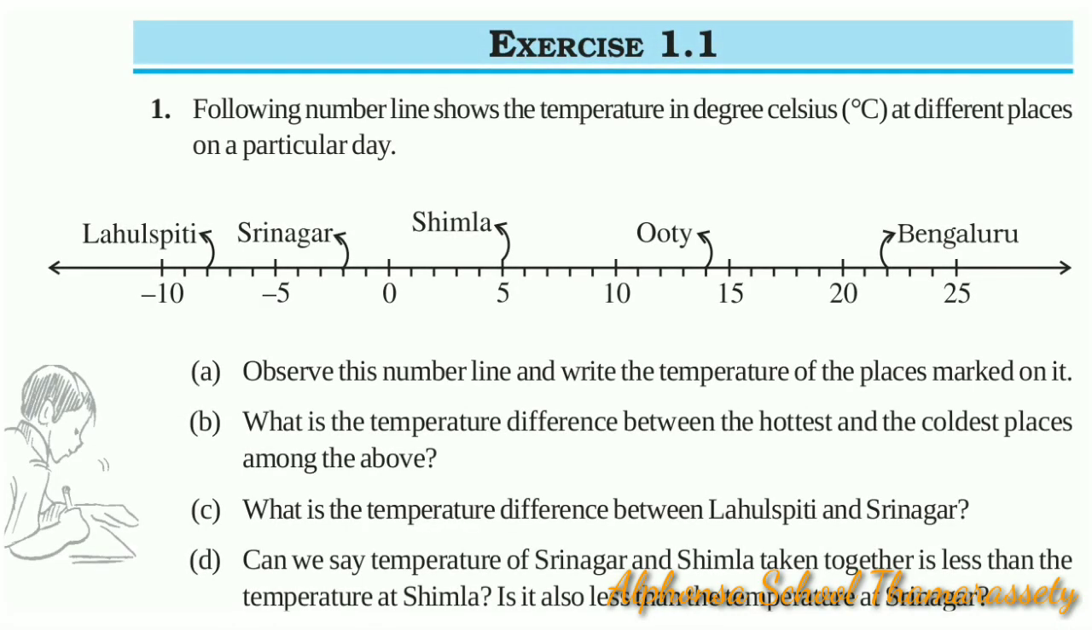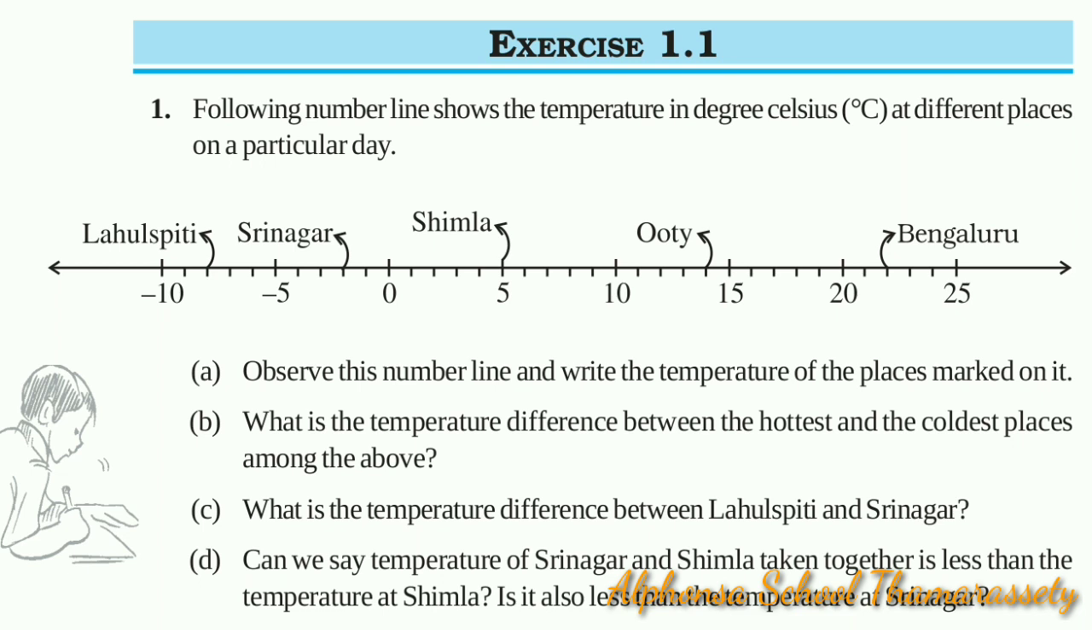Question number 1. The following number line shows the temperature in degrees Celsius at different places on a particular day. Observe this number line and write the temperature of the places marked on it. What is the temperature difference between the hottest and the coldest place among the above? What is the temperature difference between Lahul Spiti and Srinagar? Can you say the temperature of Srinagar and Shimla taken together is less than the temperature at Shimla? Is it also less than the temperature at Srinagar?